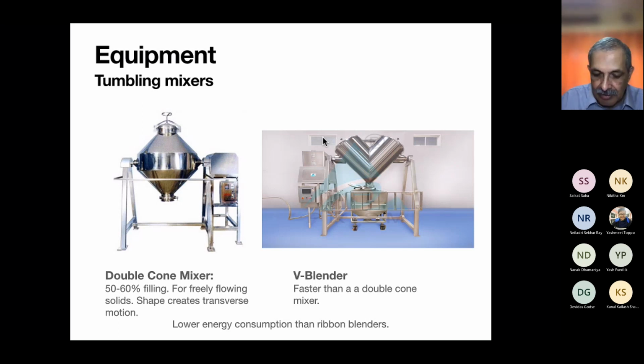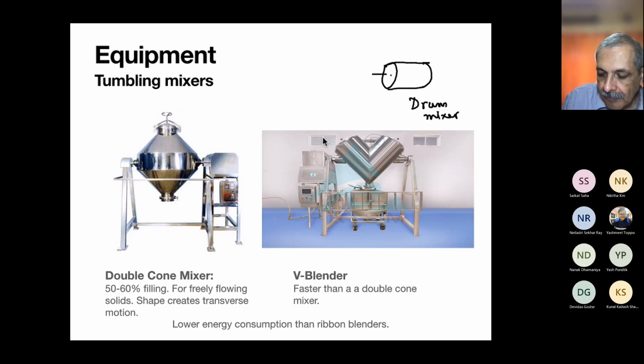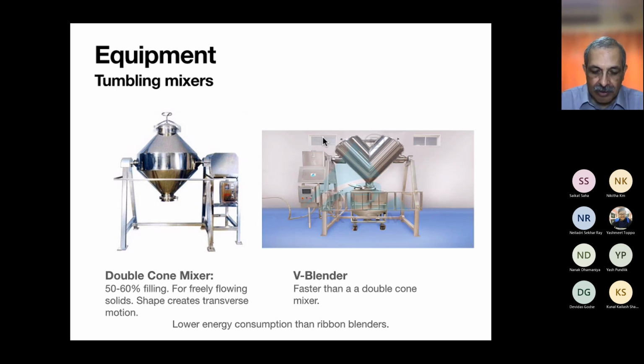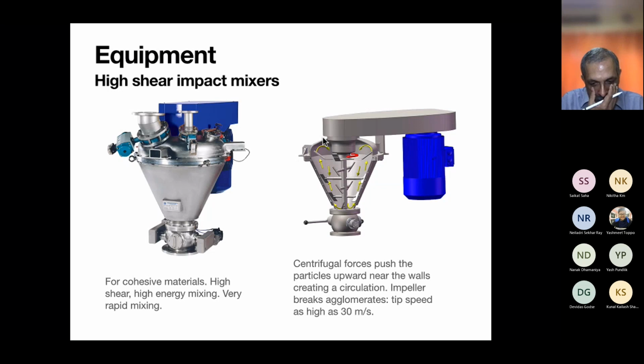And of course, the simplest tumbling mixer is the rotating cylinder. So this is often called a drum mixer, where it just rotates around its axis. So these are all the different kinds of mixers.